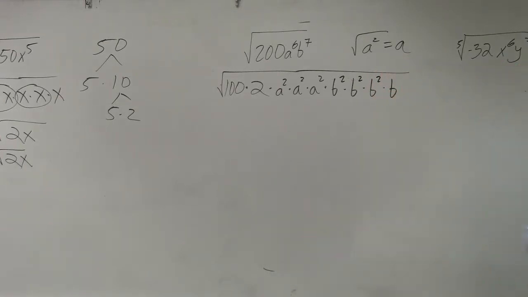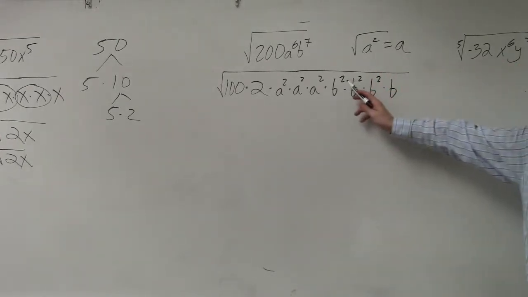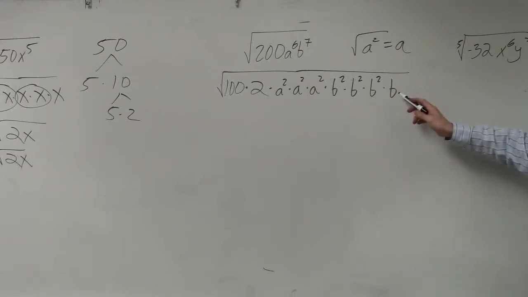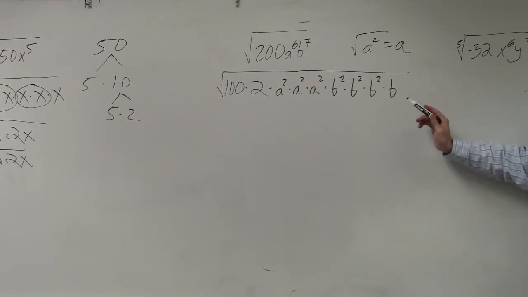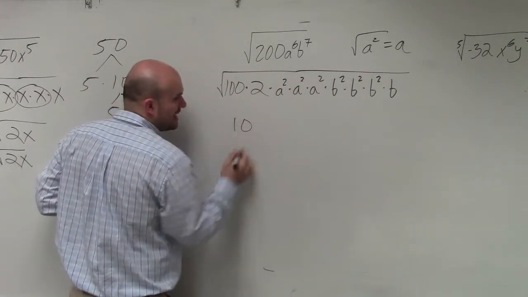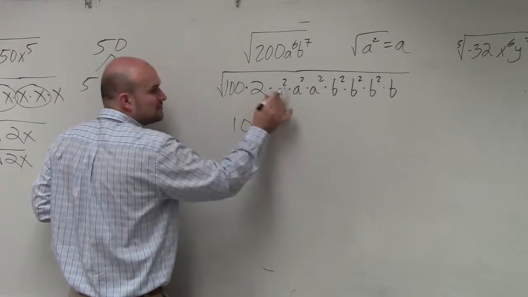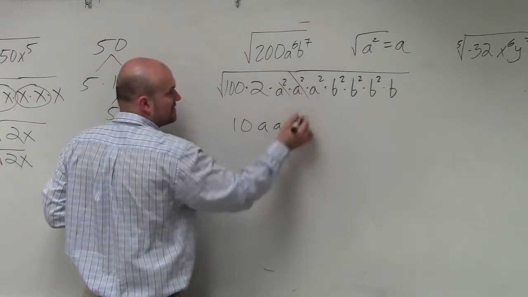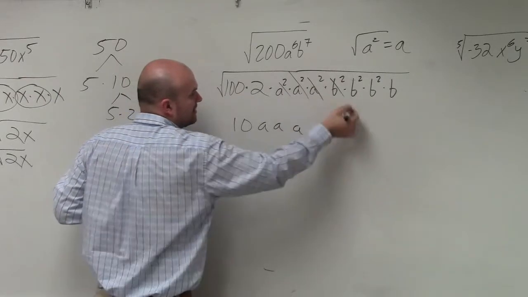Now I have to include an extra b because b squared times b squared times b squared is b to the 6th. And I have to multiply it by b one more time to get it to be b to the 7th. So what is the square root of 100? 10. What is the square root of a squared? A. Square root of a squared? A. Square root of a squared? A. B, b, b.